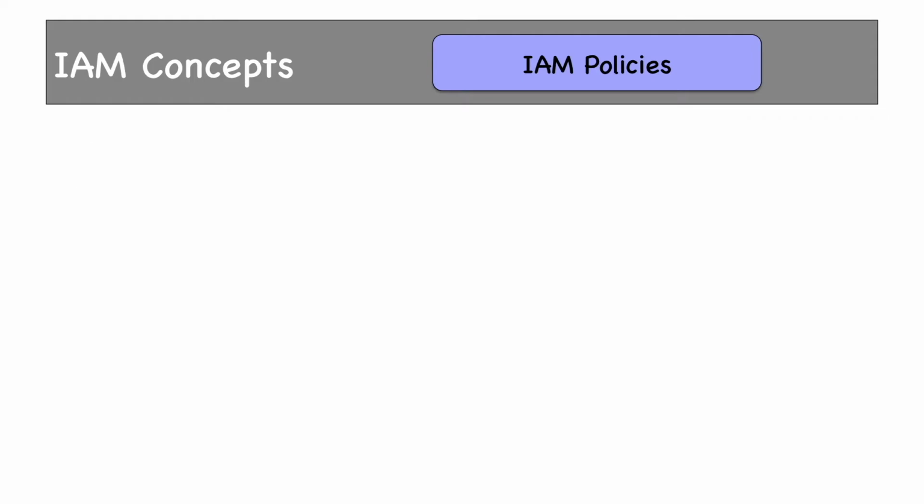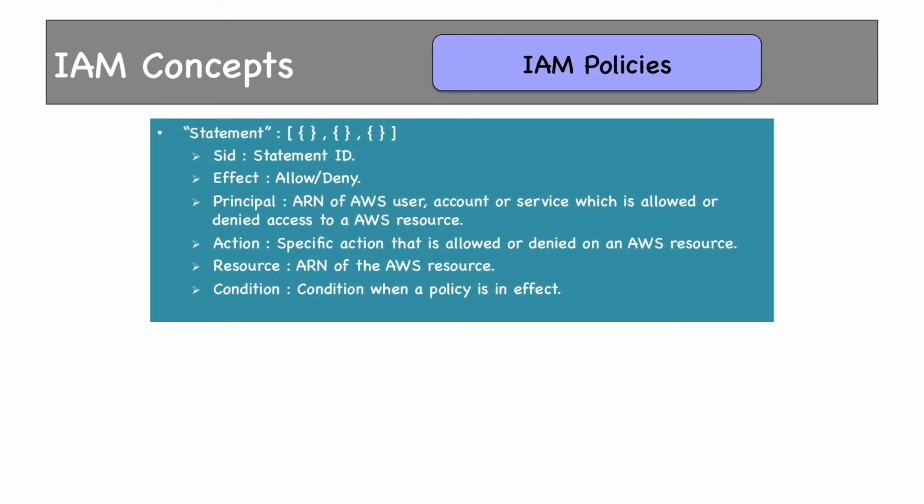Let's see statements in a little bit more detail. This is our statement syntax. As you can see, it is an array which contains multiple documents, each with different permissions. A complete statement would contain more components. As you can see here, we have additional components like statement ID, which is optional, principal, which is used for resource-based policies. Principal contains ARN of AWS user, account or service, which is allowed or denied access to an AWS resource. And an additional component which is condition, which says when a policy is in effect.